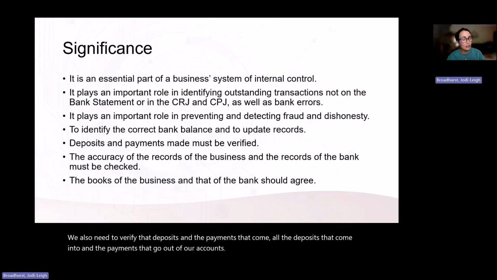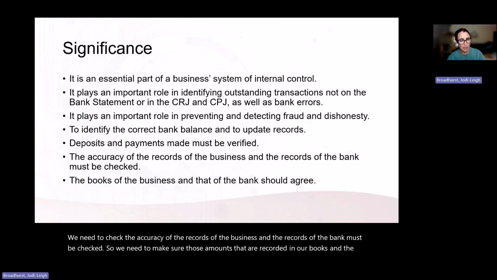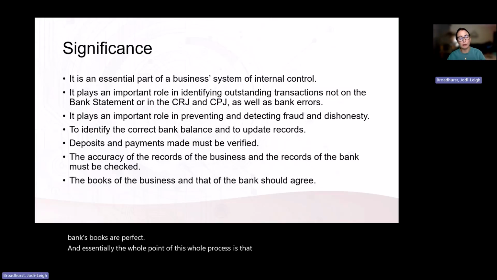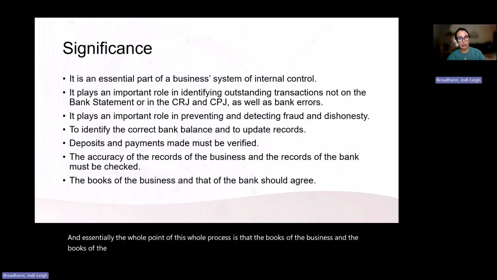We need to check the accuracy of the records of the business, and the records of the bank must be checked. So we need to make sure those amounts that are recorded in our books and the bank's books are perfect. And essentially, the whole point of this process is that the books of the business and the books of the bank need to agree. They need to match and be perfectly the same.